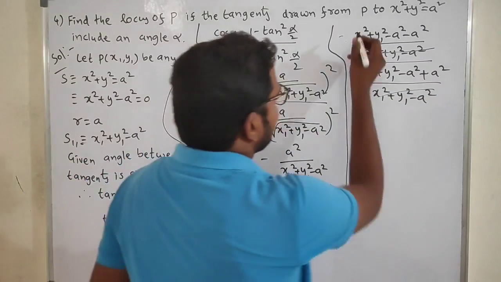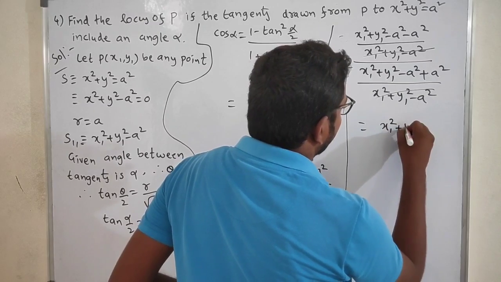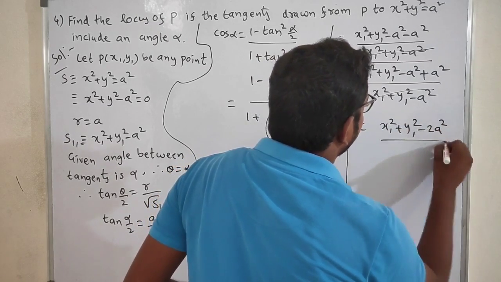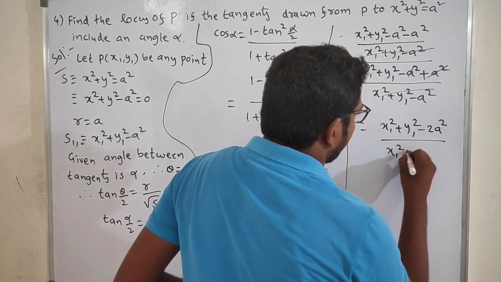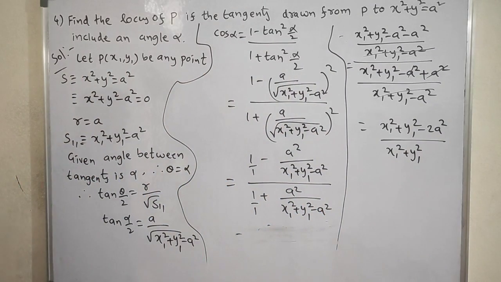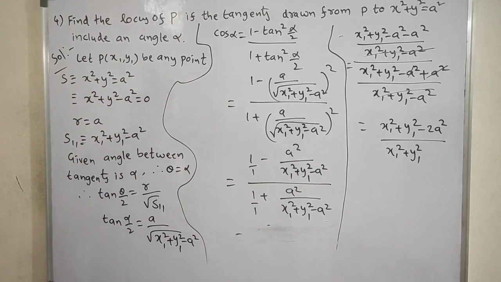అంటే రిమైనింగ్ ఏంటి మనకి x1 స్క్వేర్ ప్లస్ y1 స్క్వేర్ ఏ మైనస్ a స్క్వేర్ మైనస్ 2a స్క్వేర్ డివైడెడ్ బై, ఇక్కడ a స్క్వేర్ క్యాన్సిల్, x1 స్క్వేర్ ప్లస్ y1 స్క్వేర్. దిస్ ఈజ్ RHS. సో LHS ఏంటి కాస్ ఆల్ఫా కదా, అంటే కాస్ ఆల్ఫా ఈజ్ ఈక్వల్స్ టు x1 స్క్వేర్ ప్లస్ y1 స్క్వేర్ మైనస్ 2a స్క్వేర్ బై x1 స్క్వేర్ ప్లస్ y1 స్క్వేర్.